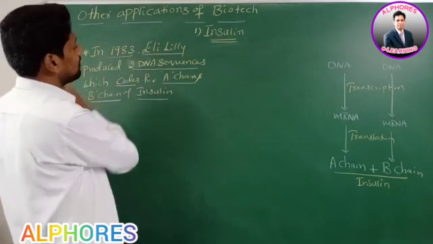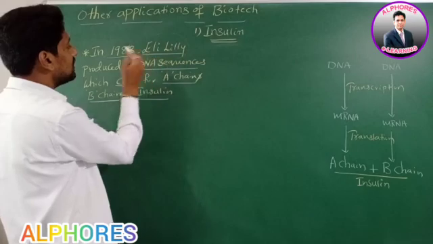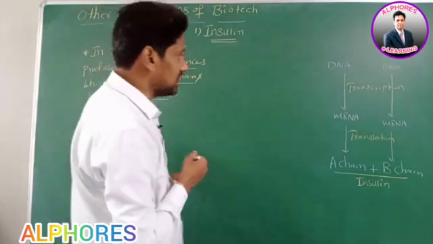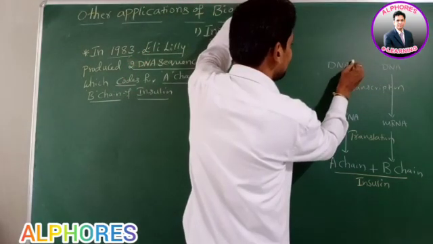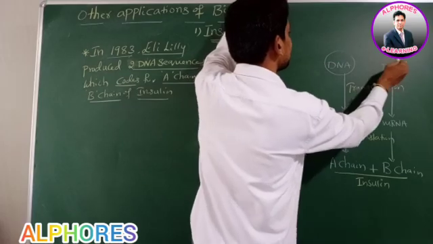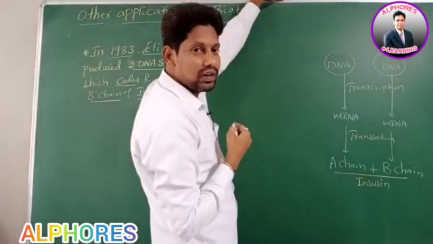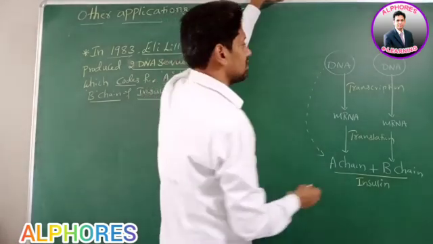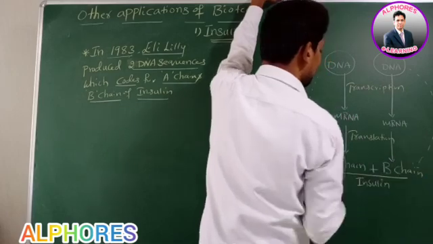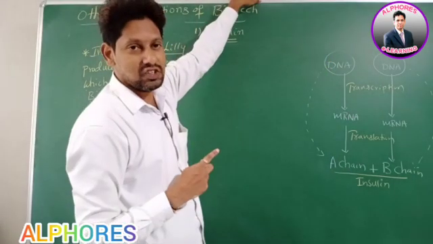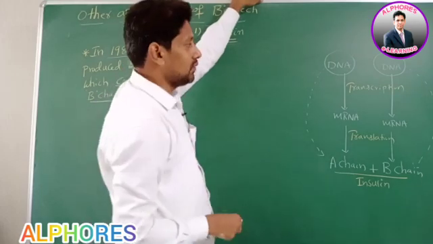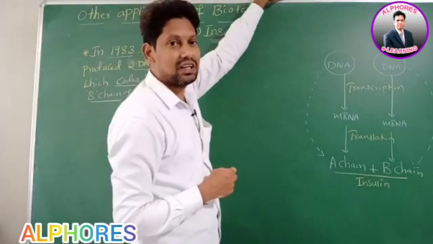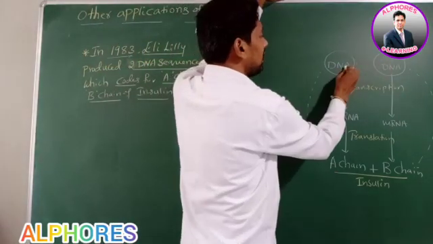In 1983, an American company by name Eli Lilly synthesized what, sir? Two DNA sequences. It means Eli Lilly artificially synthesized two DNA sequences. What are the two DNA sequences? One DNA sequence codes for A peptide chain of insulin. Another DNA sequence codes for B peptide chain of insulin. Is this statement okay? Is this clear?